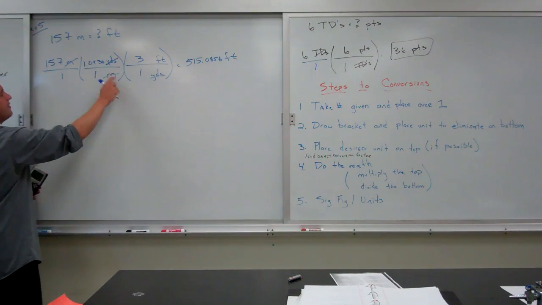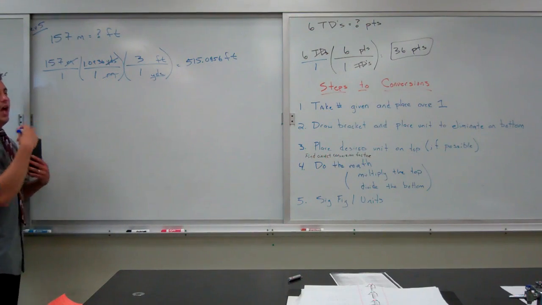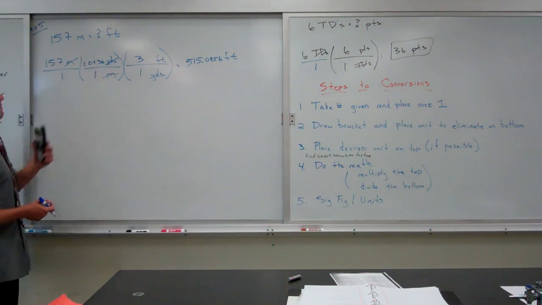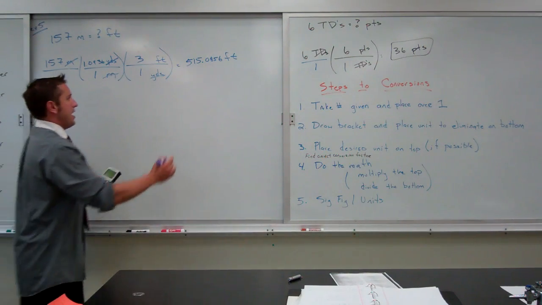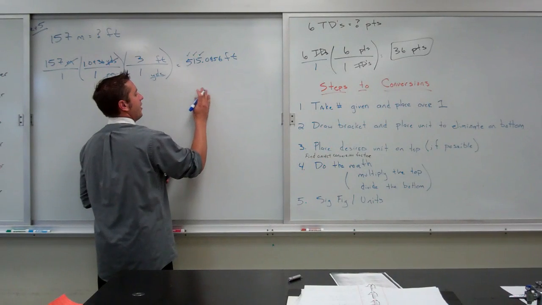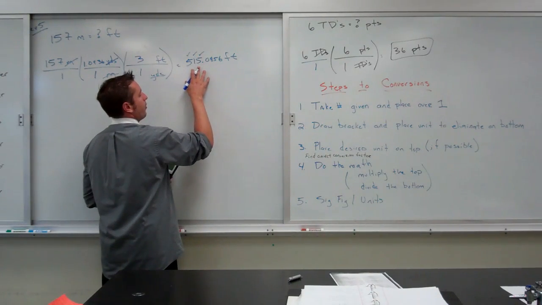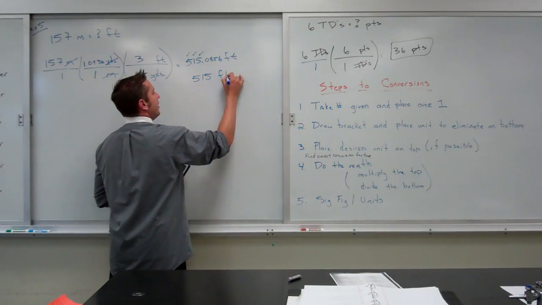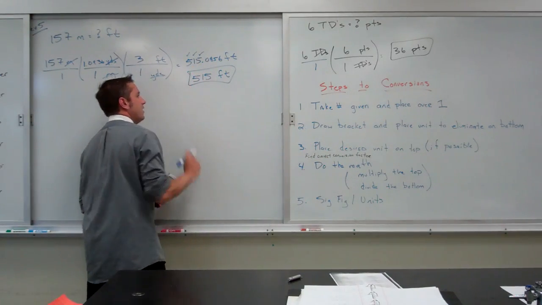Taking a look at sig figs, 157 has 3, 1.0936 has 5, and the 3 and the 1s are exact numbers, they do not hurt you. So I have 3 here and 5 here, that means I get 3 in my answer. So 5 counts, 1 counts, 5 counts. There are my 3. Will a 0 round a 5 up? It will not. So you get 515 feet.